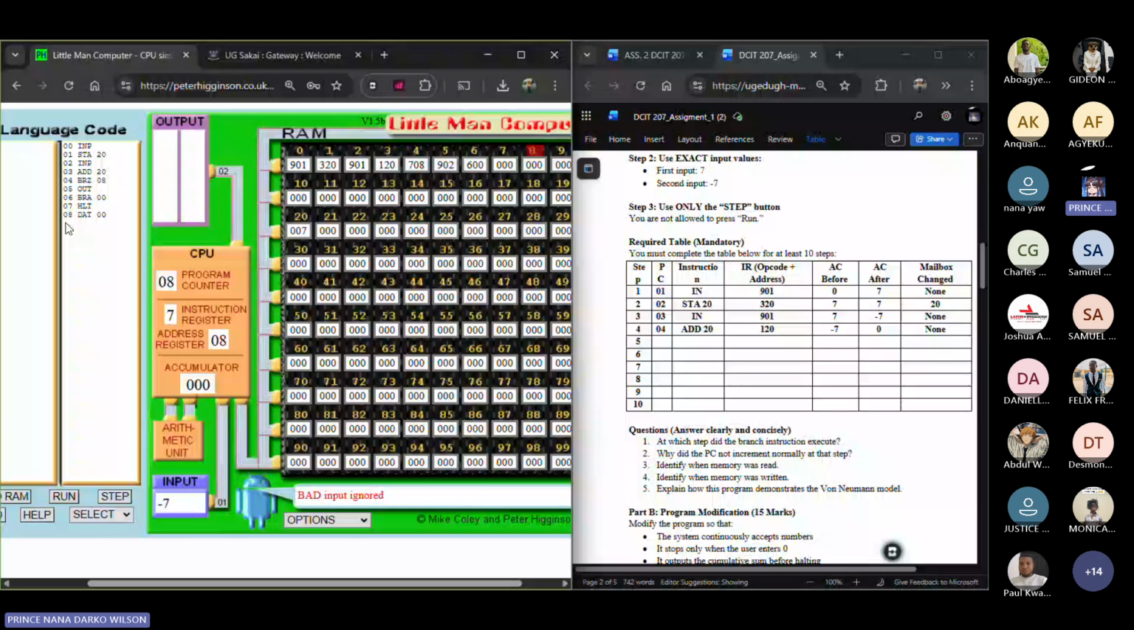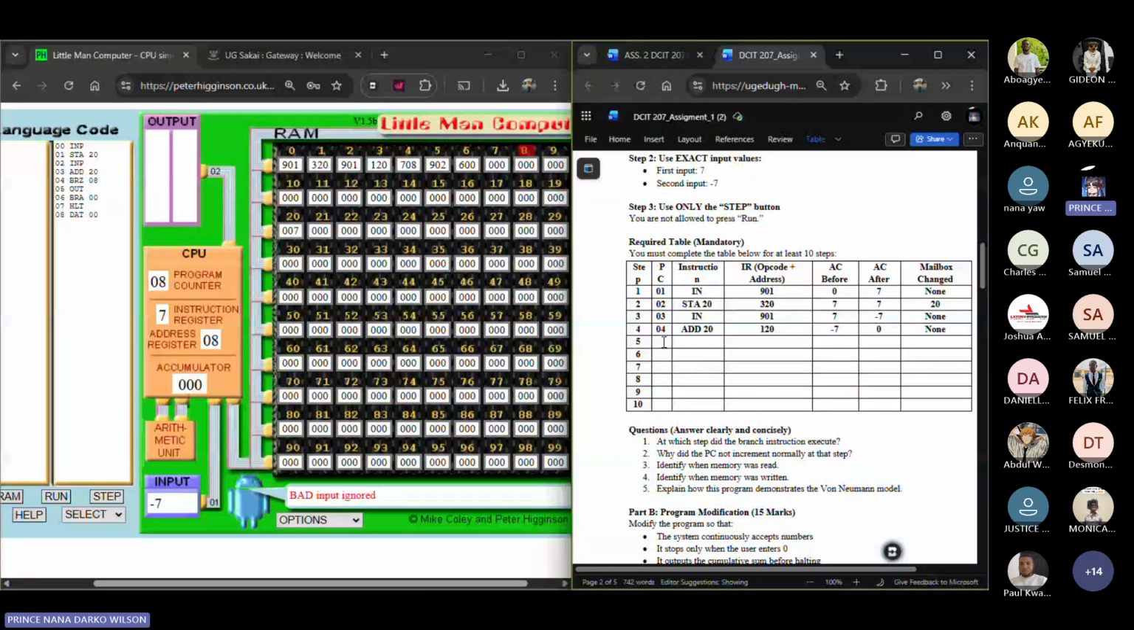So at step 5, the program counter incremented to 8. And then the instruction at that step was branch. It says branch if you find a 0. So it was BRZ, the branch if 0. It says branch to address 8. And then the instruction there was what? 708. That's the branch instruction. And then the accumulator before that was 0. The accumulator after that was 0. And then which of the memory addresses changed? The answer was still none.